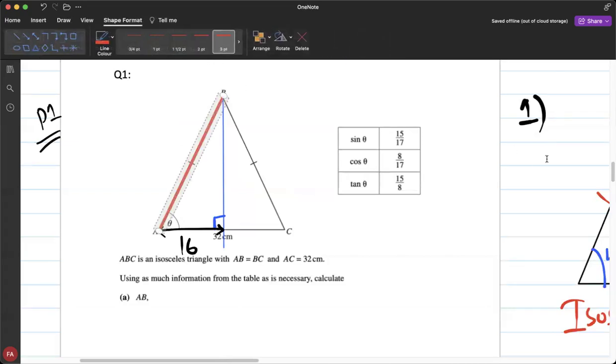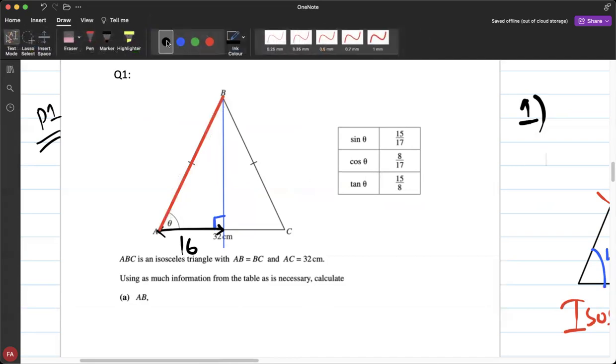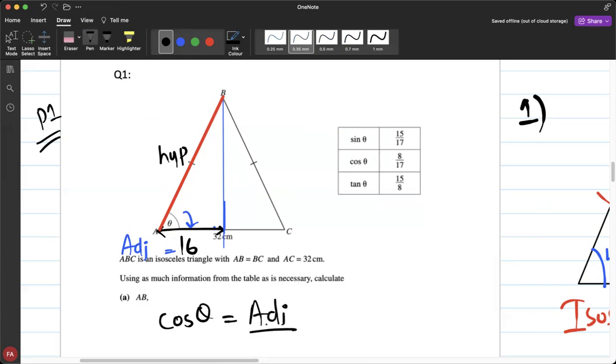What do you call this side? What did I just say? Whatever is opposite to 90, what do you call it? Hypotenuse. Excellent. And if that's the angle theta that we are dealing with, what is this 16? Can I say that's right next to it, which is adjacent? So what should I use over here? Can I say cos of this theta is equal to adjacent over hypotenuse?